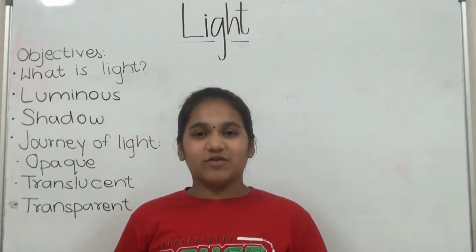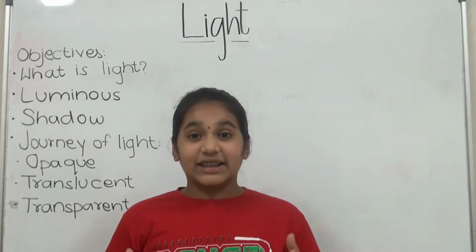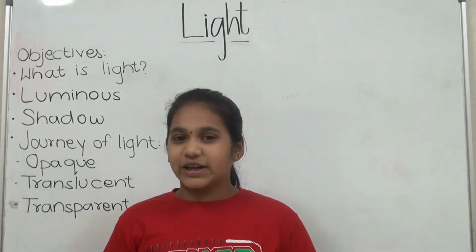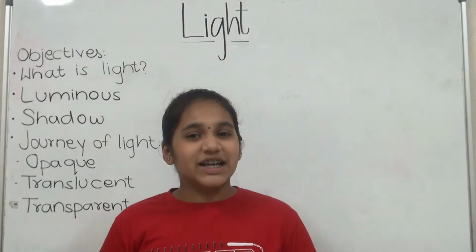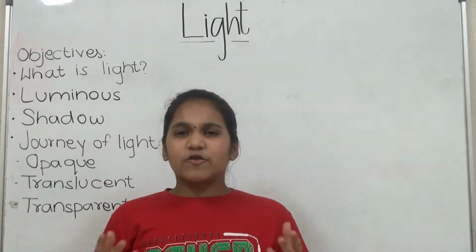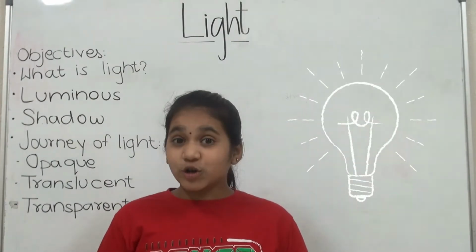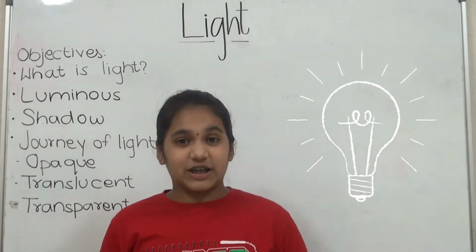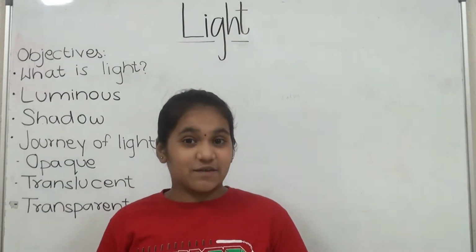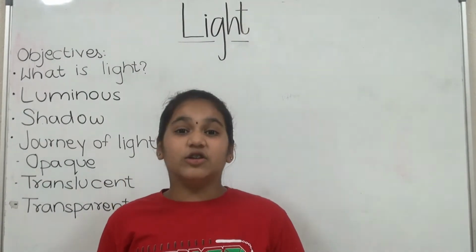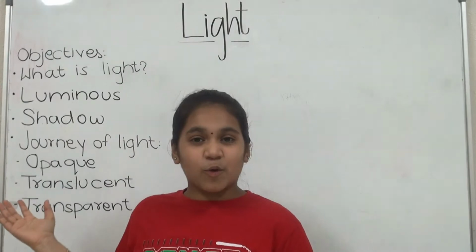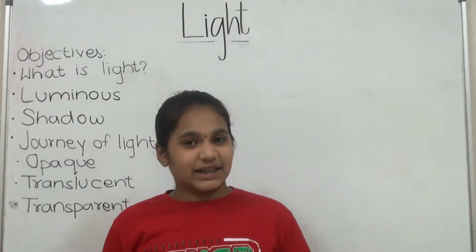Light always travels in straight lines, and light is a way of transferring energy. The next one, luminous. Luminous are objects that give out or transmit light. For example, the sun, the torchlight, or the computer screen. They all give out light. And objects that don't give out light are called non-luminous objects, such as the curtain, me, or even this board. They don't give out light.